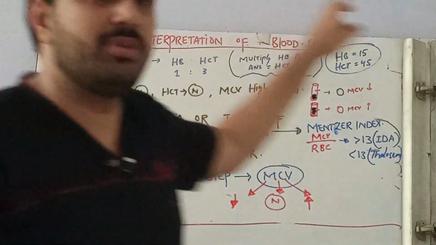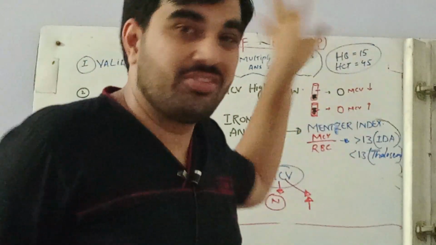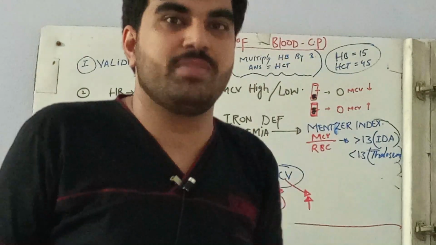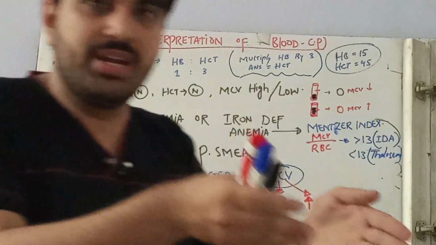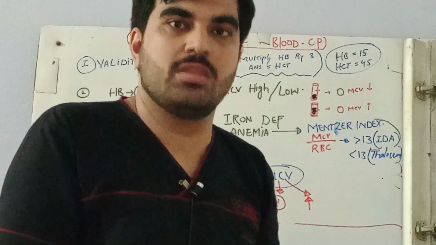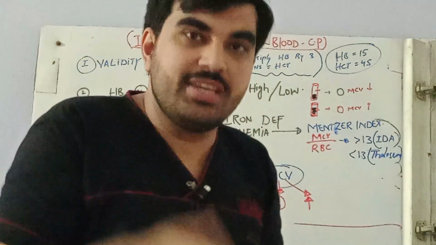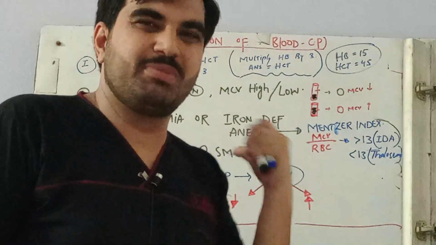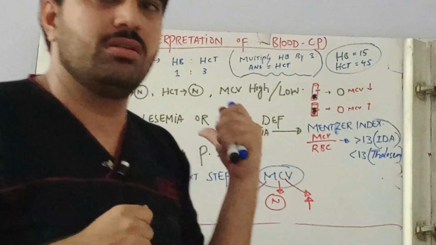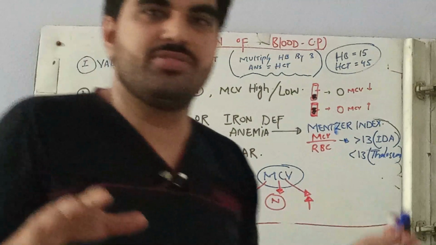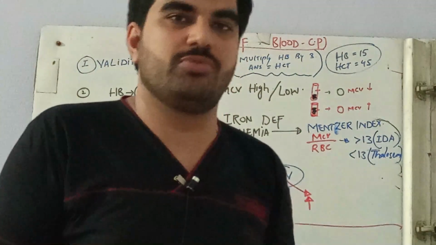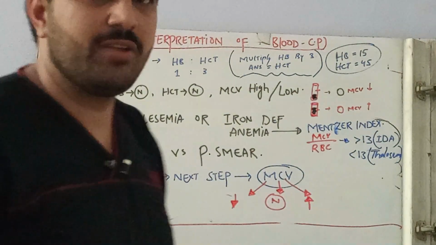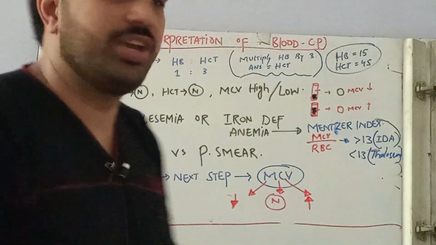The specificity of a blood CP is very high, but the sensitivity is low. What does that mean? It means if there is abnormality in the blood CP, specifically the patient is having the problem, dig out the problem. But if the blood CP is normal, the sensitivity is low. It means patient may or may not have the problems. So it depends upon the history, the clinical examination, and other investigation.